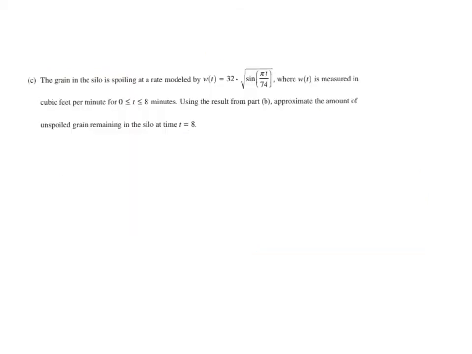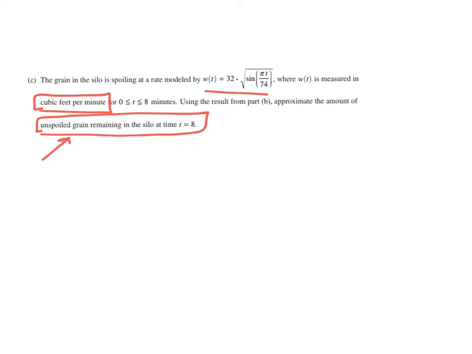So all we've talked about now is that we started with nothing in the silo, and we added grain to it. So here comes the next part. The grain is spoiling at a rate given here, where W of t is measured in cubic feet per minute. So again, I'm highlighting those units. Using the result from part B, approximate the amount of unspoiled grain remaining in the silo at t equals 8. The first thing I had to talk about is that the question is asking for unspoiled grain, so I'm going to write a function for unspoiled grain.